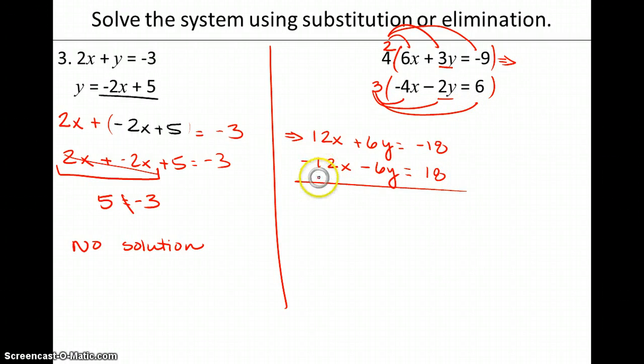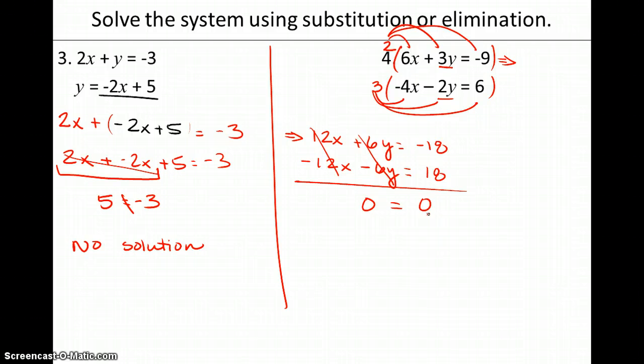So what's 12x minus 12x? Nothing. What's 6y minus 6y? Nothing. But we need a placeholder here, so nothing is equivalent to 0. Make sure you put that 0, because some people will still put an x or a y because we're used to having that. We don't have it this time. Accept it. And then negative 18 plus 18 is also 0.